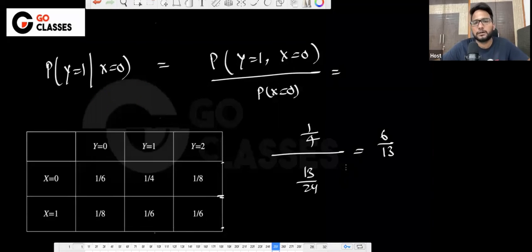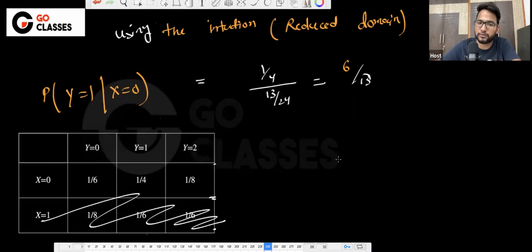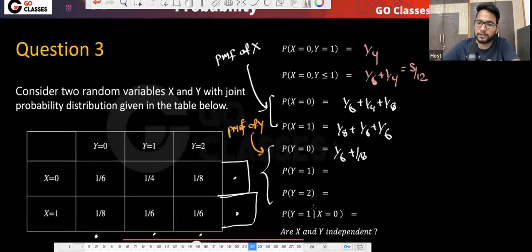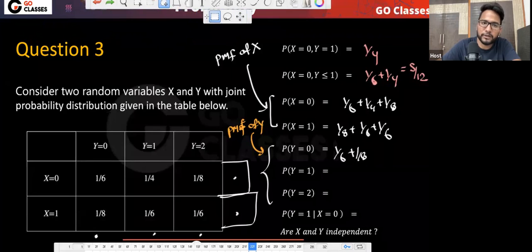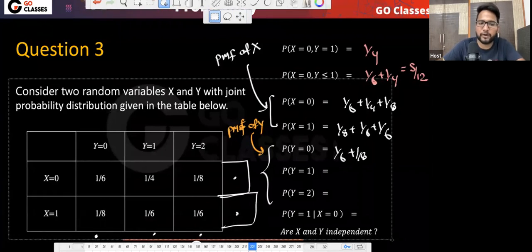So what just happened? They have given you a joint probability distribution, and they have asked you whatever they wanted to ask: the individual probability distributions, and the conditional probability distribution. So they've asked you everything that they wanted to ask. Now, this is one last question, and then I will tell you something interesting. They're asking, are X and Y independent? So what do you think? Given this particular table, can you infer that X and Y are independent or dependent?